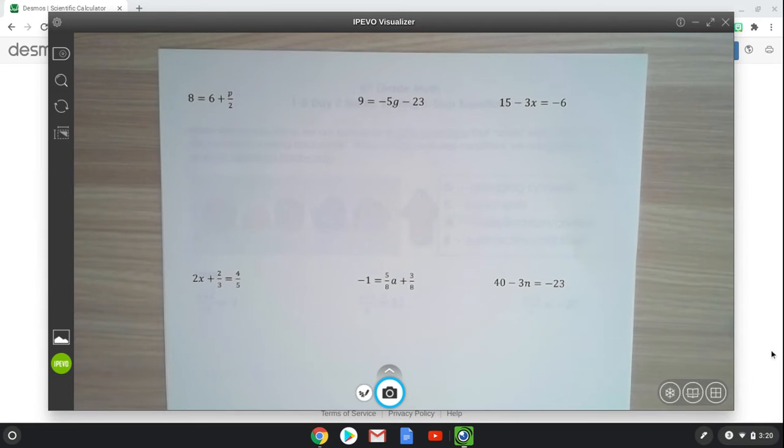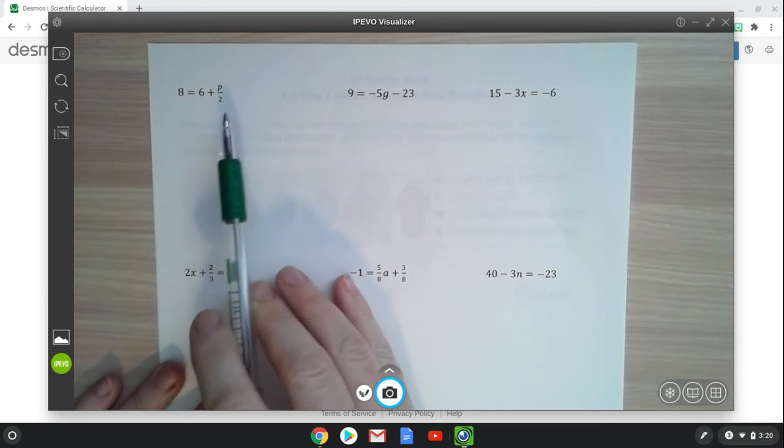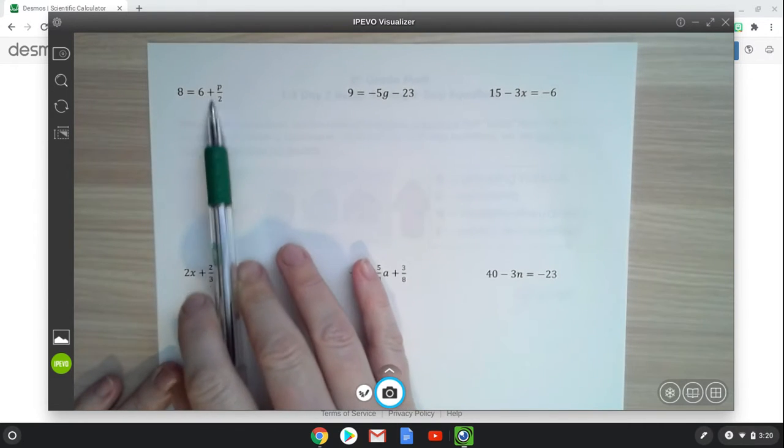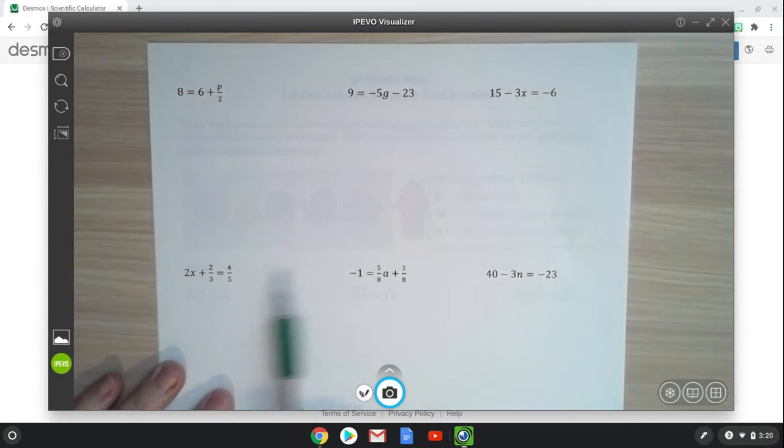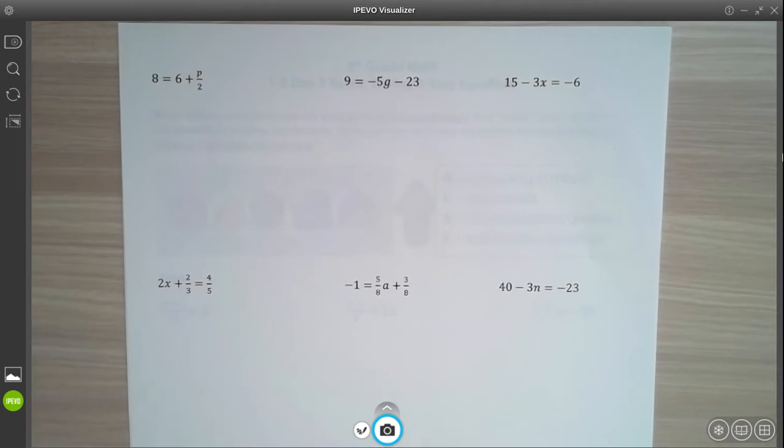Okay, so here we're back for the second part, and we have 6 problems to go through. These problems are going to look a little bit different because maybe the variable's on the right-hand side, or maybe we have fractions in them that might confuse you just a little bit. Okay, so here we go.